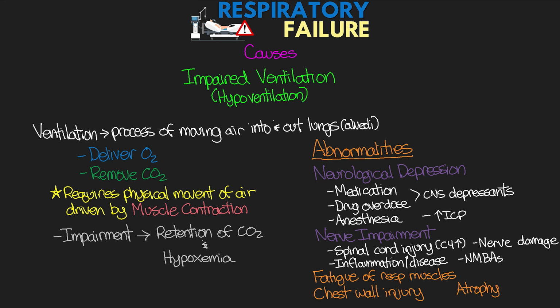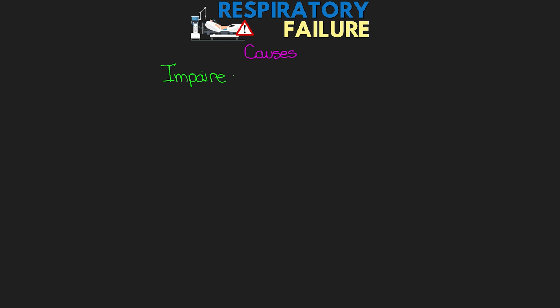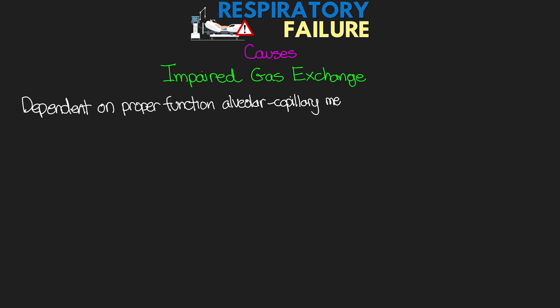Now from there, our next classification is going to be impaired gas exchange. And our gas exchange is really dependent on the proper functioning of that alveolar capillary membrane. If there's any impairment of this, then oxygen and CO2 are not going to be able to move across there freely or really even at all, thus impacting the ability to exchange these gases.